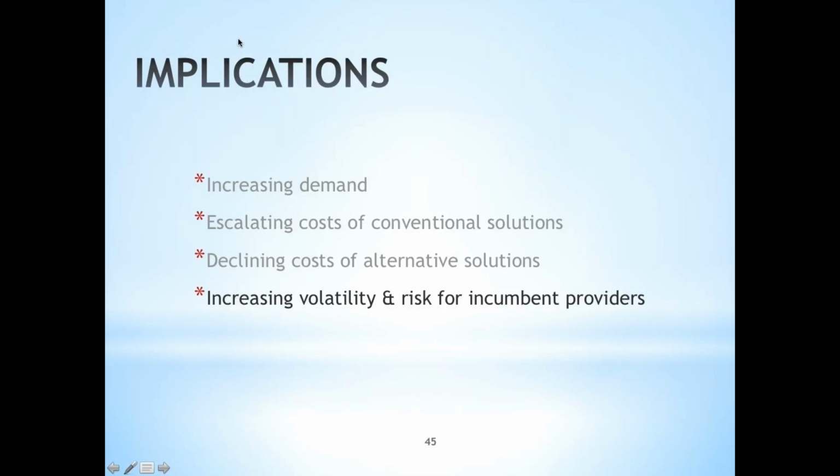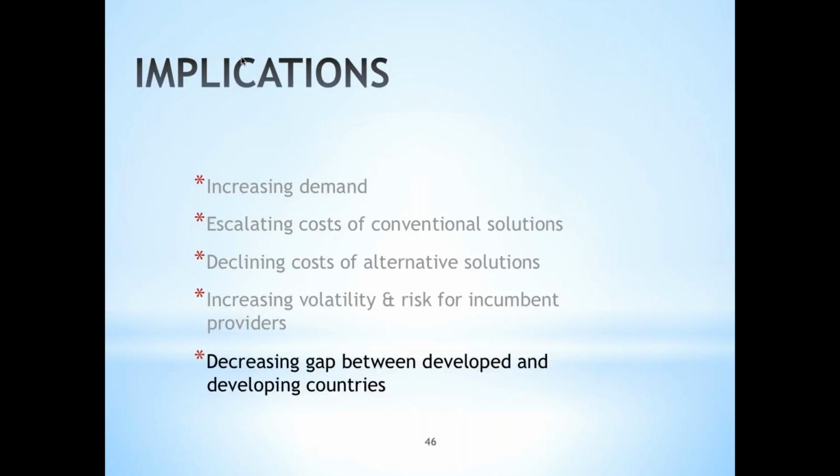The other thing that happens is if we are a country that is an incumbent and we're an electric utility in one of those countries, we're going to face increasing volatility and risk. If the cost of wind and solar goes down and the cost of our native production goes up, we're going to lose sales. We're going to lose customers, and we're going to have higher risk. And finally, there's going to be a decreasing gap between the developed and developing countries in terms of energy consumption, energy efficiency, and renewable energy, and in fact, many developing countries lead us in renewable energy already.